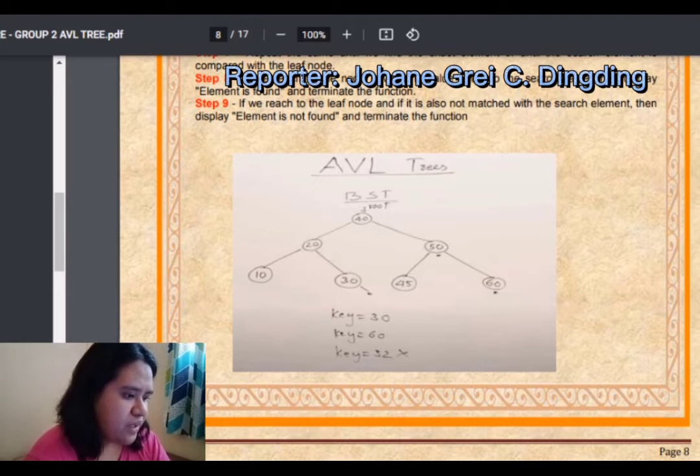The same goes in finding 60. So 60 is greater than 40, which means it is on the right part of the tree. Then we are faced with 50 on the next part, and 50 is less than 60, meaning 60 is in the right subtree.